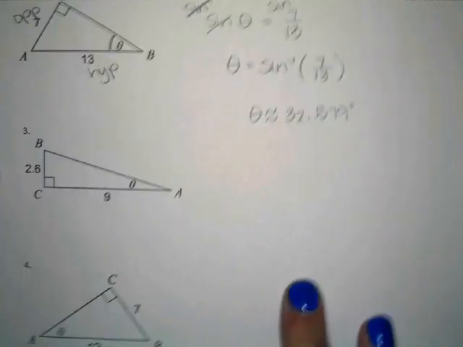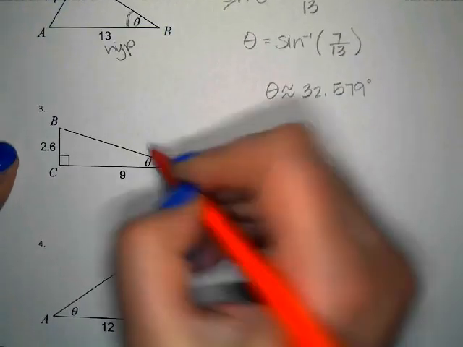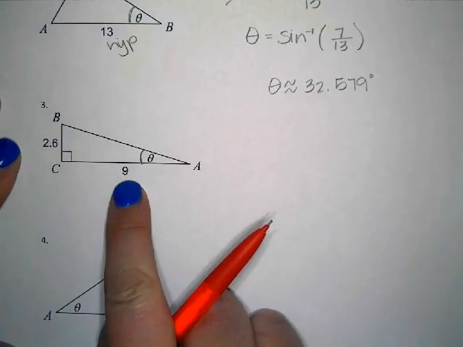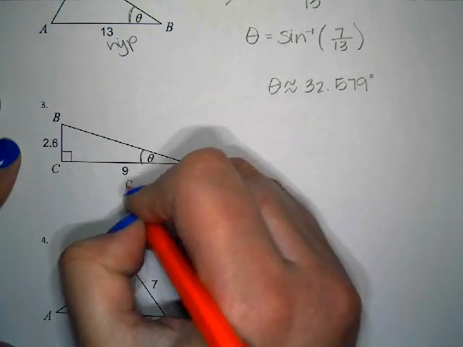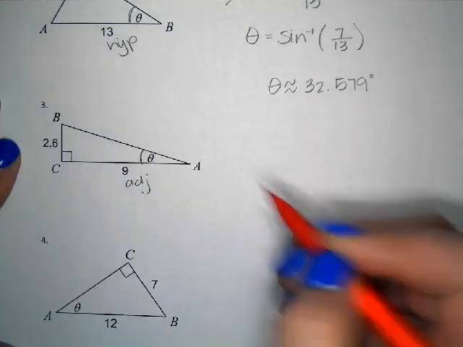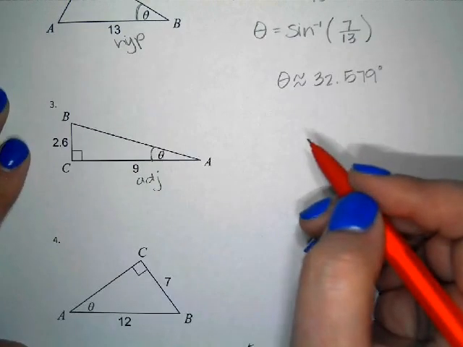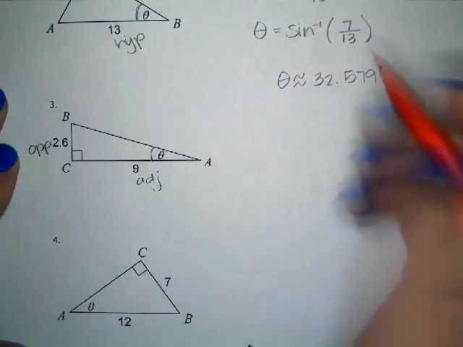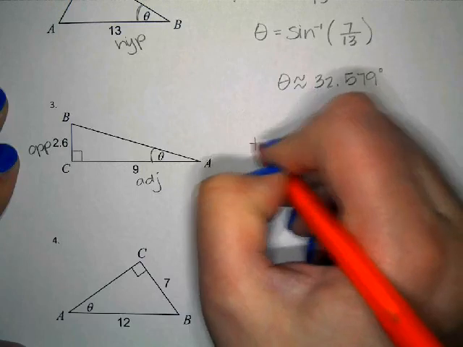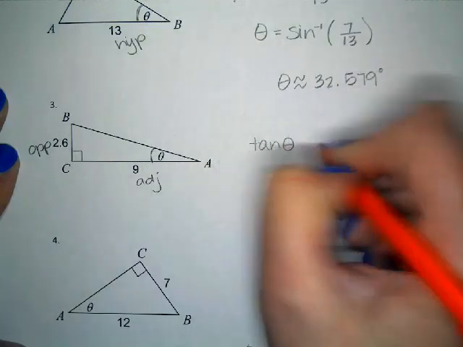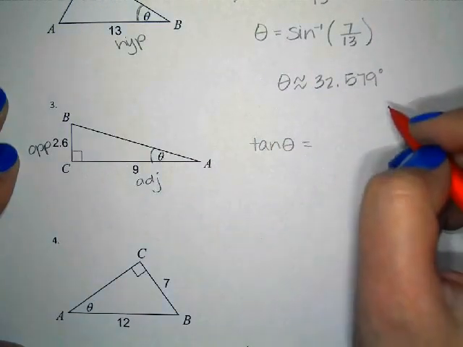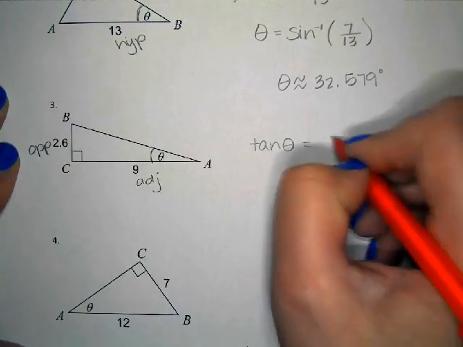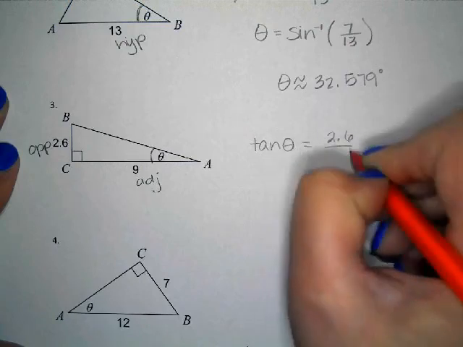That's it. All right, for the next one, what is the name of the 9? Adjacent, that's the adjacent side. Okay, what's the name of the 2.6? Opposite. So which trig function are we using? Tan, TOA. So tan theta equals what? 2.6 over 9, opposite over adjacent.